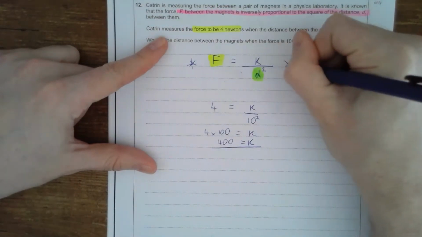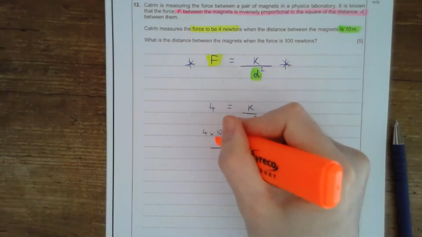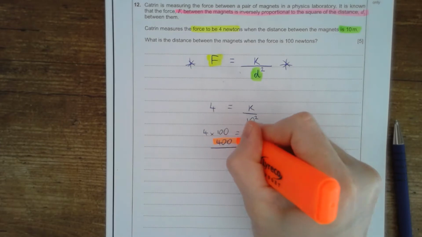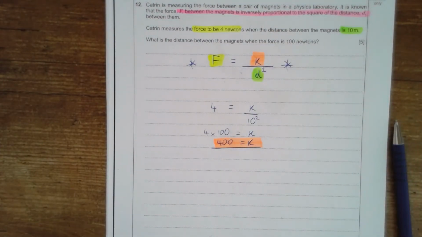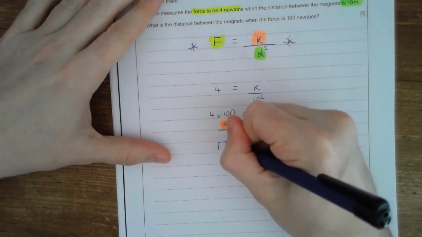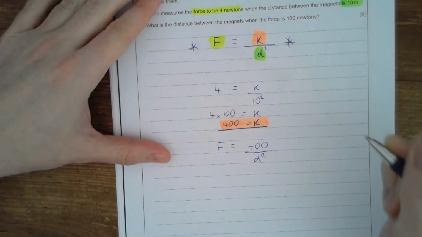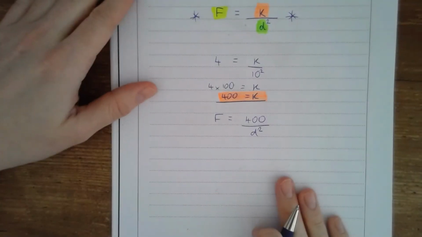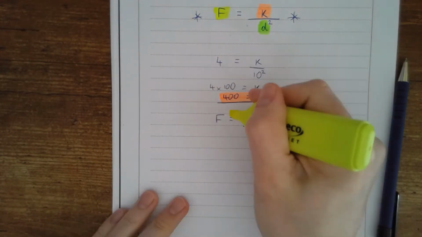You must come back to this original statement in here and put in your value of k to go in there. Most commonly, people drop marks for not doing that. F equals 400 divided by d squared. Now, it says, what is the distance between them? The force is 100 newtons. So I'm going to put in 100 in there.